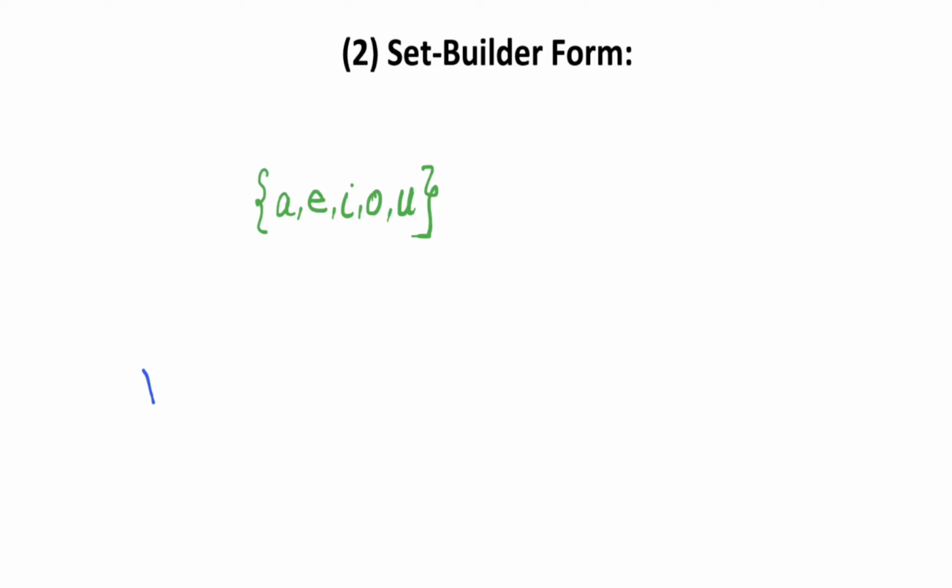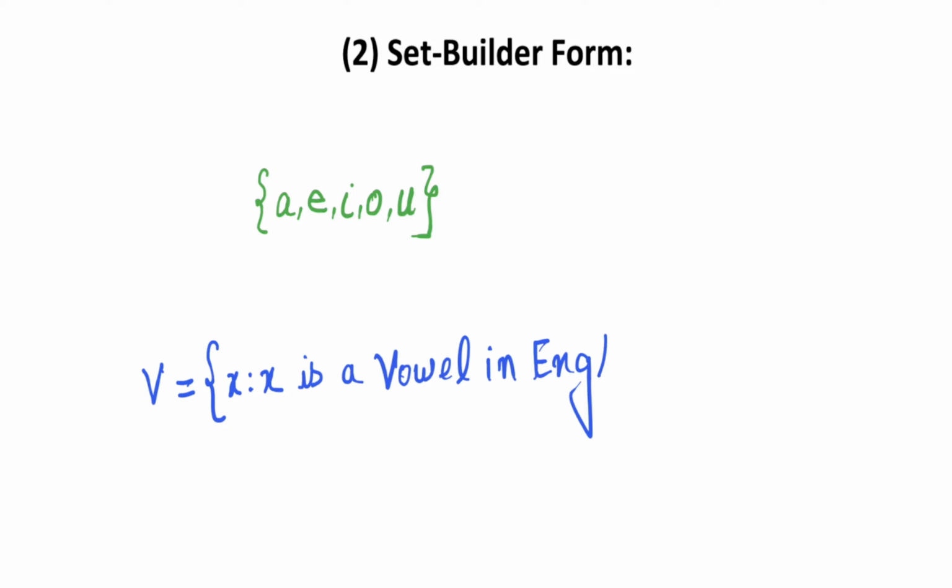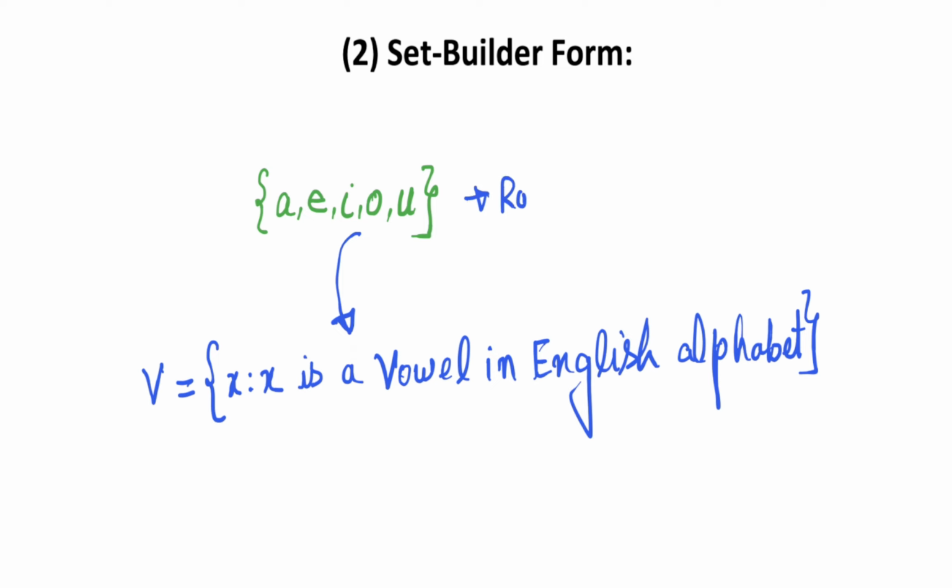First, we write V equals, then curly braces, and inside the curly braces we write x, colon, x is a vowel in the English alphabet. So this was in roster or tabular form, and now we have successfully converted it into the set builder form.